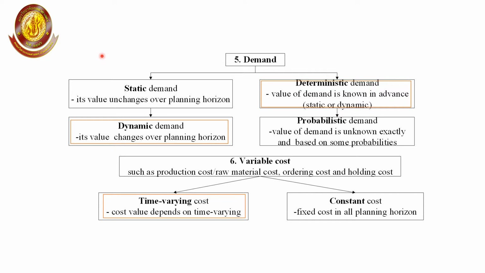Number five, demand includes static demand, dynamic demand, deterministic demand, and probabilistic demand. Number six, variable costs such as production cost or raw material cost, ordering cost, and holding cost, including time varying and constant cost. This study is constrained to dynamic demand and deterministic demand and time varying cost.